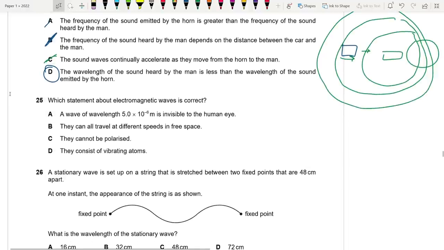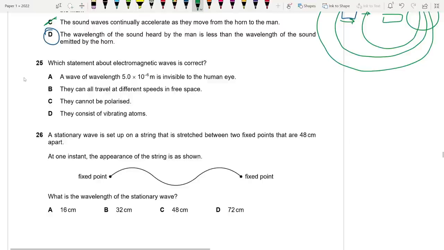25. Which statement about the electromagnetic waves is correct? The wave of wavelength 5 into 10 to the power minus 6 is invisible to the human eye. That is true. We can't see it. That is exactly 5 into 10 to the power minus 6 meters, which is 5,000 nanometers, or basically 5 micrometers. So we can't see the electromagnetic waves, alright?